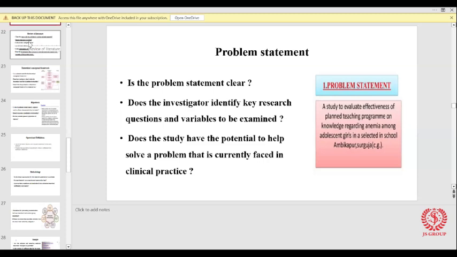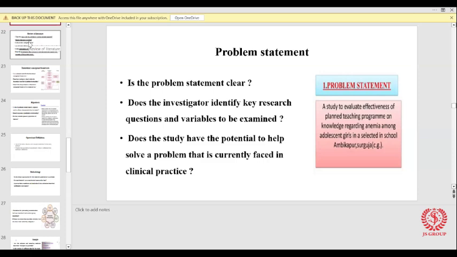So whether the researcher has formulated the statement of the problem clearly or not, does the investigator identify the key research question and variables to be examined? In this statement of the problem, the effectiveness of the structured teaching program, or plan teaching program, is the independent variable. The knowledge regarding anemia is the dependent variable. So it is giving a clue for those who are doing research critique.